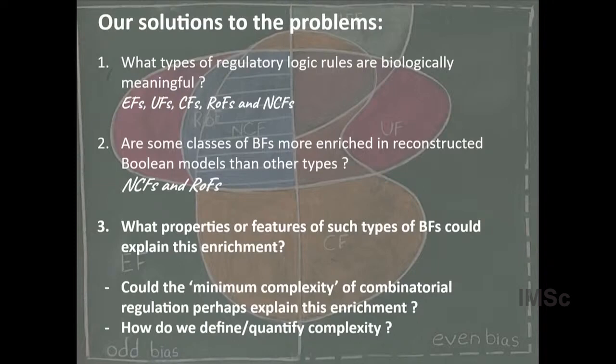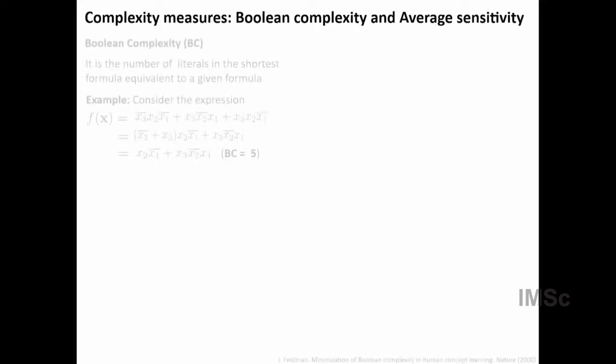Then the question is, what properties of these types of Boolean functions can explain this enrichment? So we perhaps thought that one could look at the complexity of these functions to explain it. But then, how do you define the complexity? Is there a quantitative way to do so? And so we resorted to the computer science literature to borrow some measures from there and apply them over here. So the two measures of complexity we look at are the Boolean complexity and the average sensitivity.